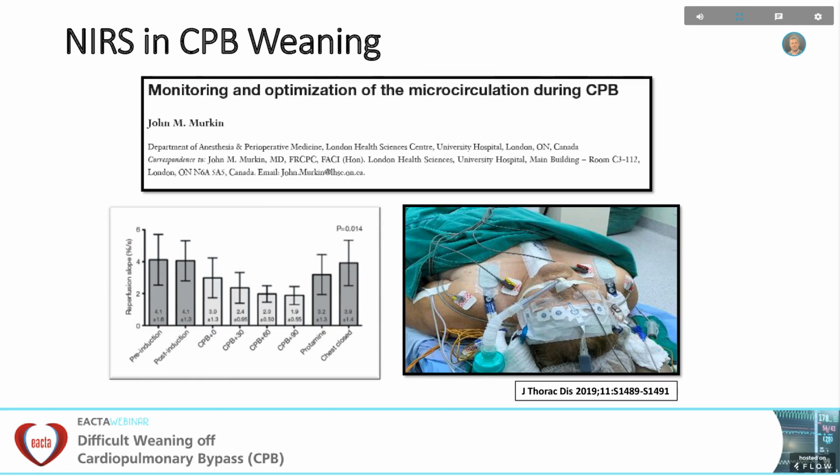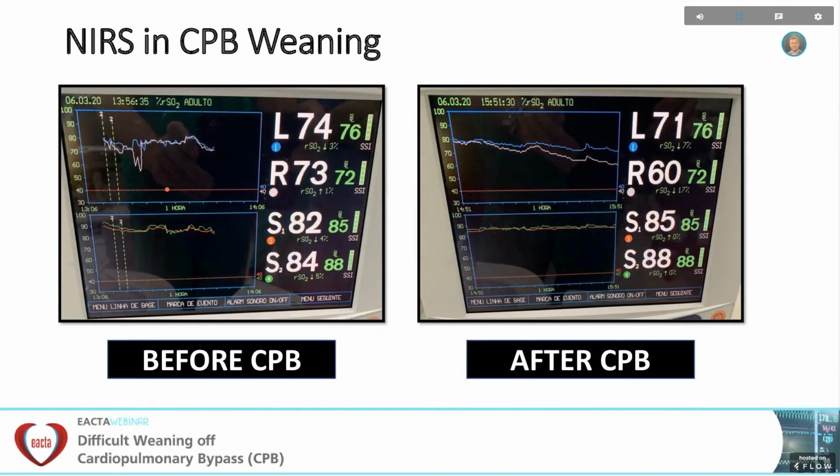And we see here in the pre-CPB period, we have these great variations in the flow using NIRS as a monitor of tendency, okay? And after the CPB, we have a more flattened pattern, showing that the patient is exhibiting some microcirculation disarrangements, with macro and microcirculation. It's a very real-time monitor.